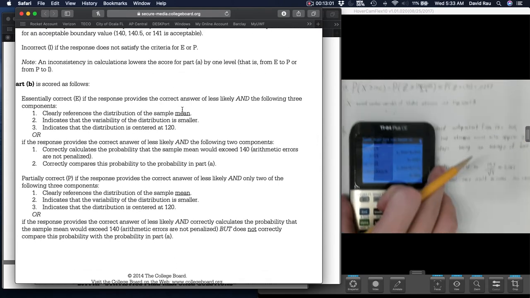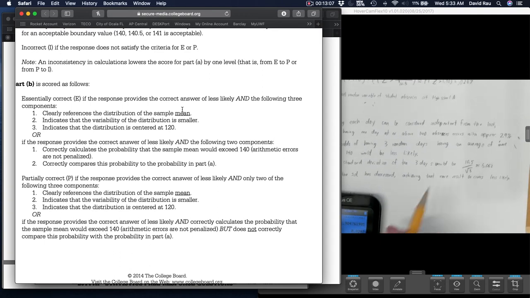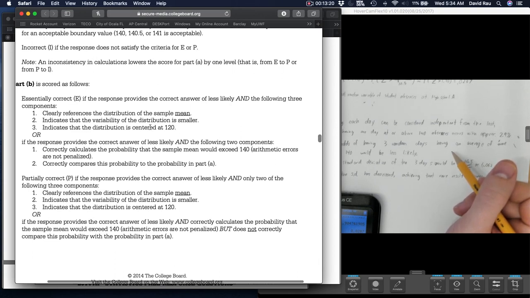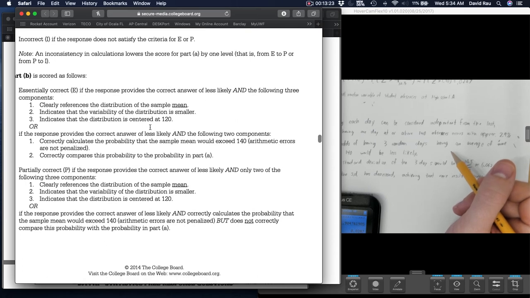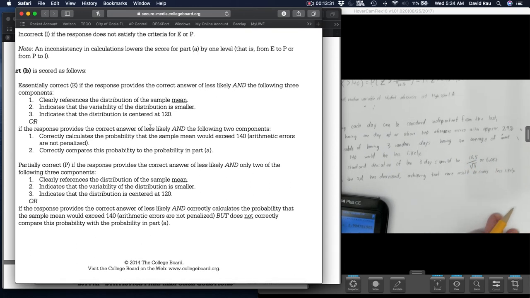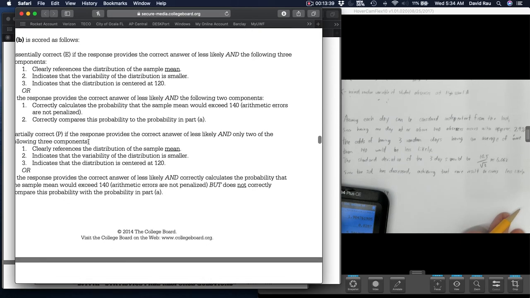Okay, part B. Did I calculate the probability? Would it indicate the variability is smaller and that it's centered at 120? So, yeah, you know, I'm not gonna give myself much on this question.